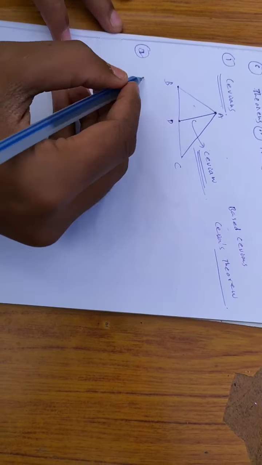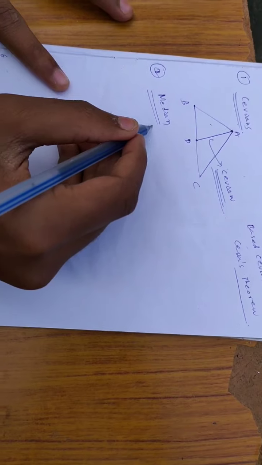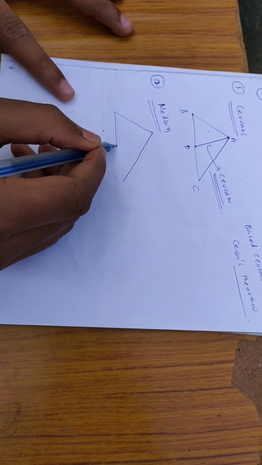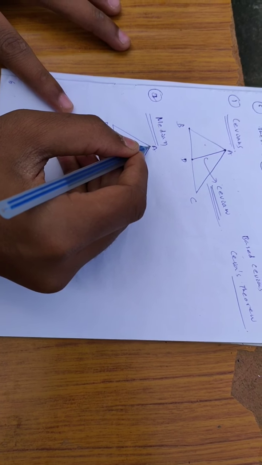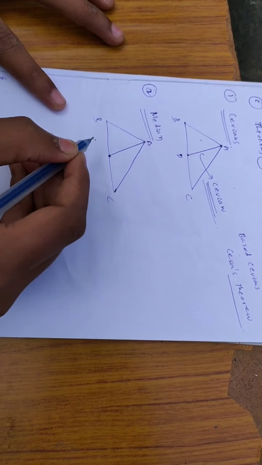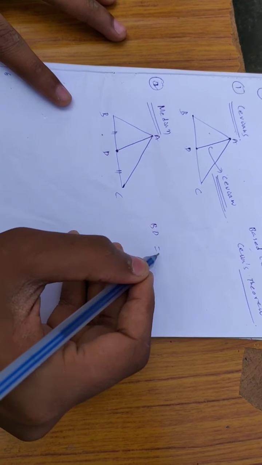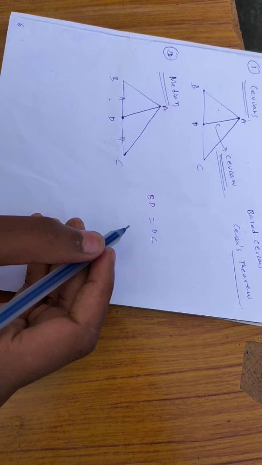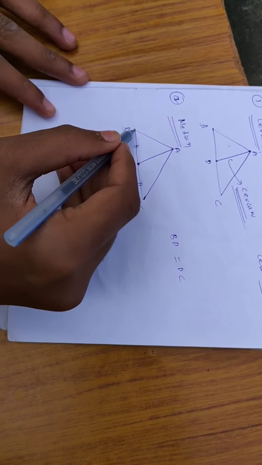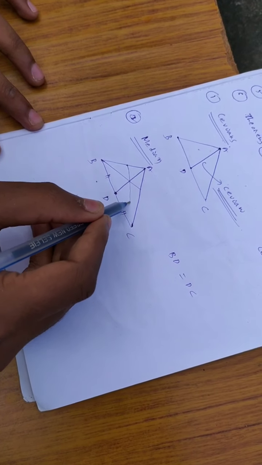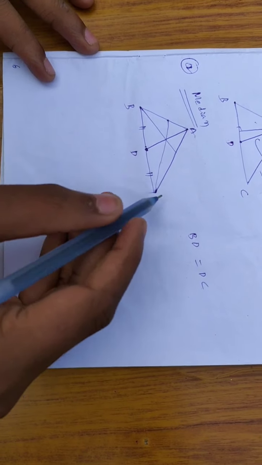Let us go to another subtopic. What is a median? A median is also a Sevian, drawn through a vertex joining the midpoint of the other side. That means BD is equal to DC, right? In a triangle we can draw three medians.